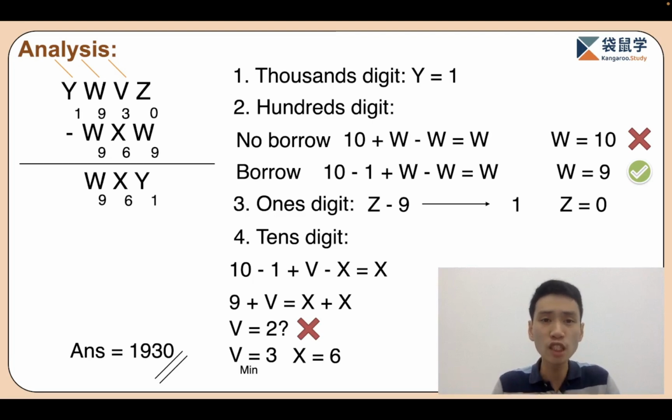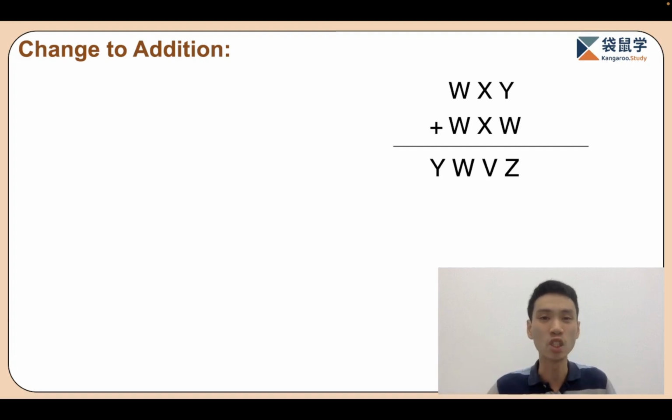Addition. So let's try and convert this equation into addition and see if we can solve it as well. So I've converted it here into WXY plus WXW equals YWVZ. And let's repeat the process. Where should we analyze first? If you said thousands digit here, I agree as well.